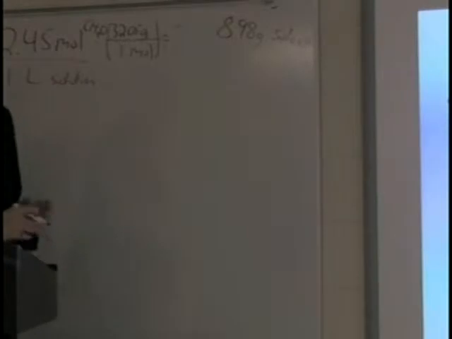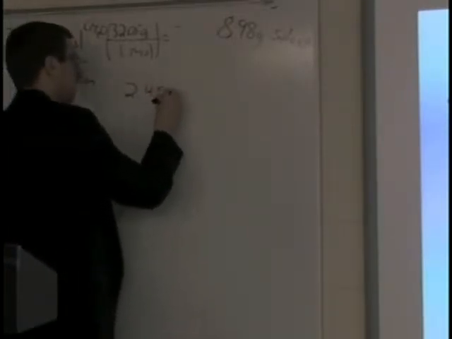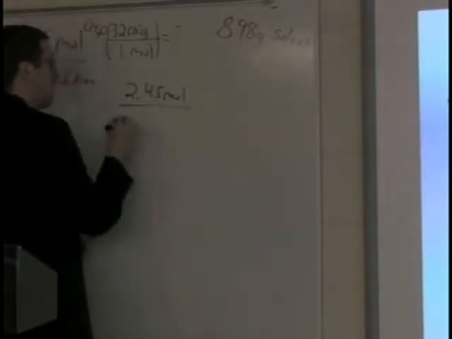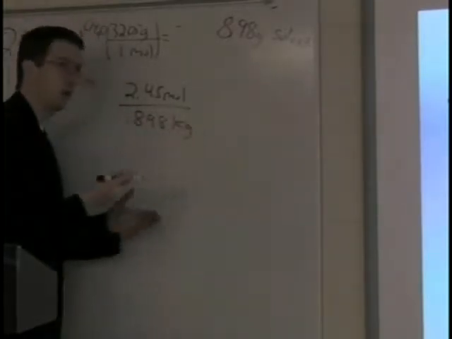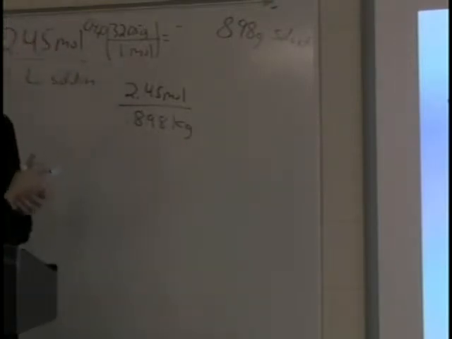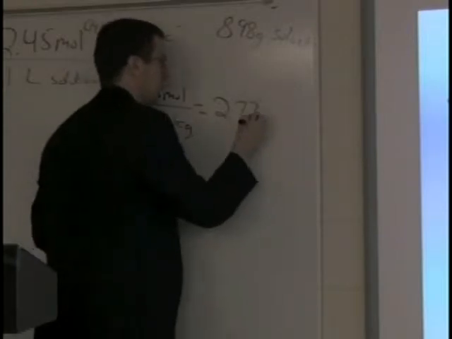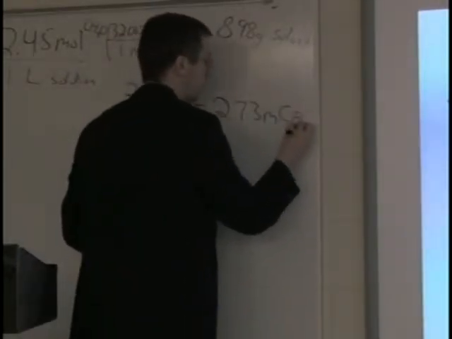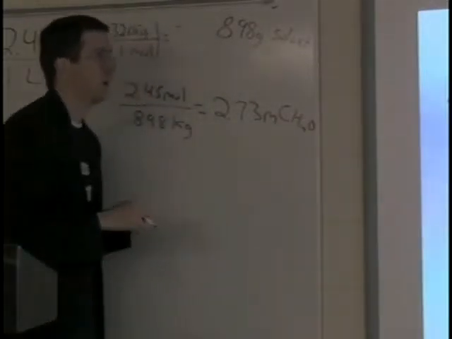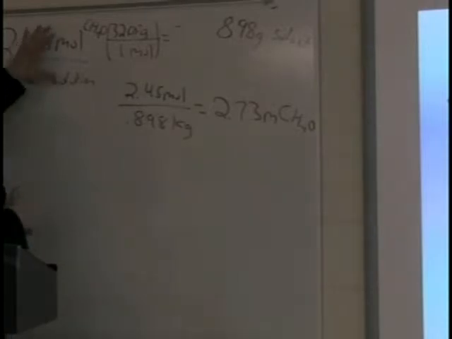So the last step in this problem is go back to the 2.45 moles of solute divided by the 0.898 kilograms. Again, hopefully you don't need a reminder on how to go grams to kilograms. And that'll give me a final molality of 2.73. Lowercase m for molality, what's the formula? CH4O.